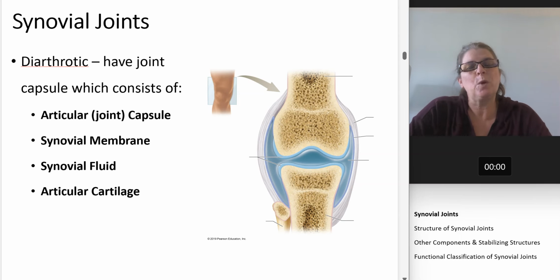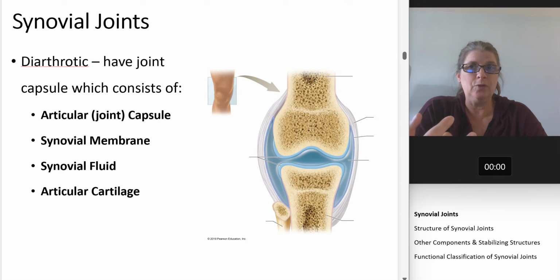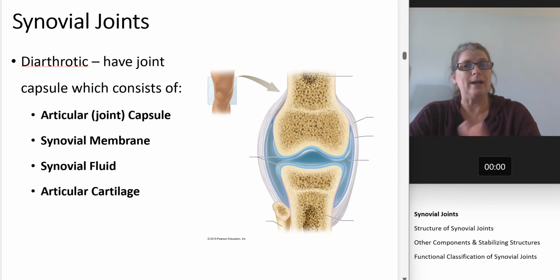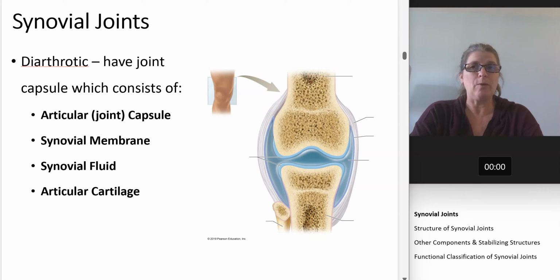Hi, in this lecture we're going to talk specifically about synovial joints. So we know that synovial joints are always diarthrotic joints, and what that means is that they're freely movable and they always have a joint capsule. We're going to look at that structure next.